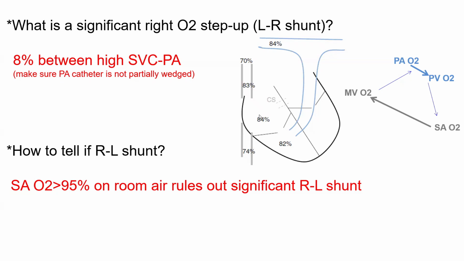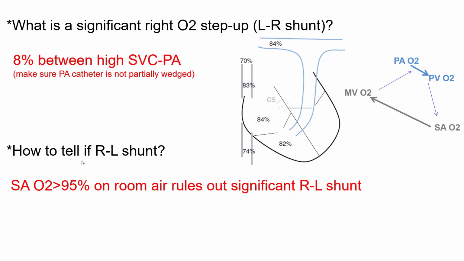So be careful if you see that the right atrium is more hypoxic than the rest with a step up at the ventricular level. That doesn't necessarily mean that you have a shunt at the ventricular level. It could be that you're having a poor RA sample that is excessively hypoxic from the coronary sinus. So this is regarding the left to right shunt.